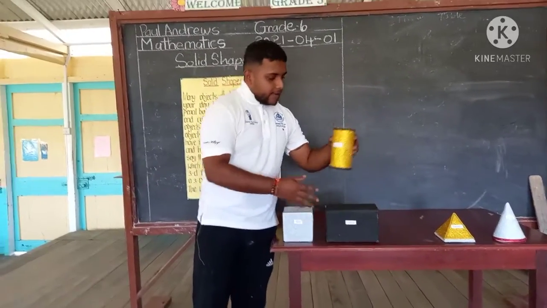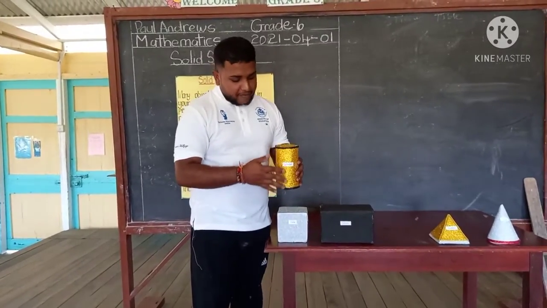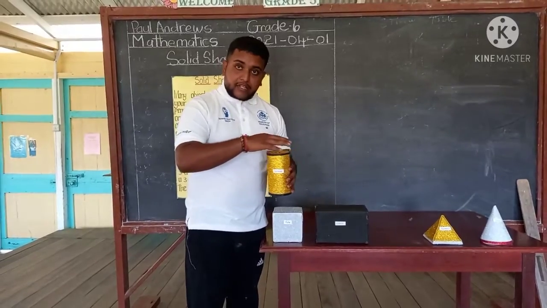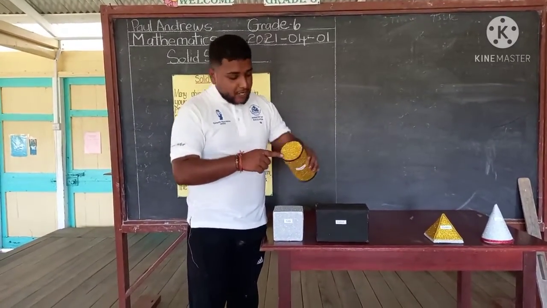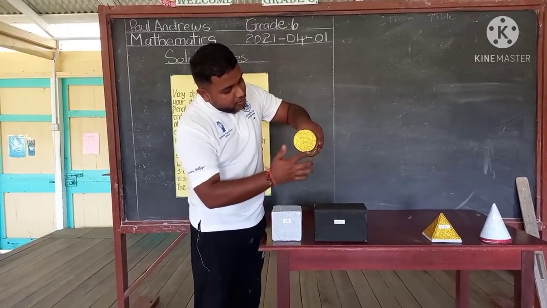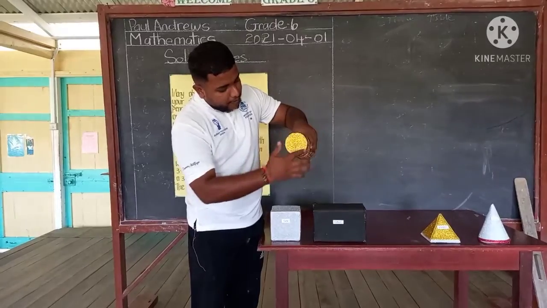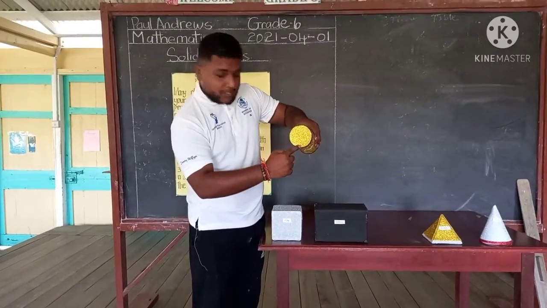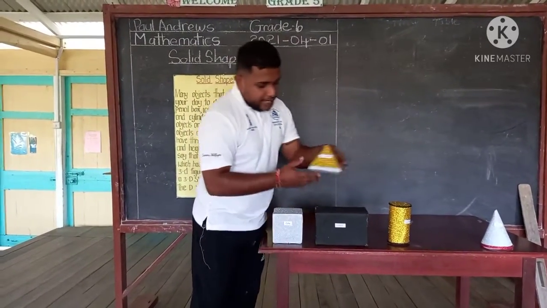Let us look here at the cylinder. We have height, and we have the length of the circumference, and then we have the width of the circumference. So the length of the circumference here, the top here, the circle shape here, and then we have the width of the circumference. Good.